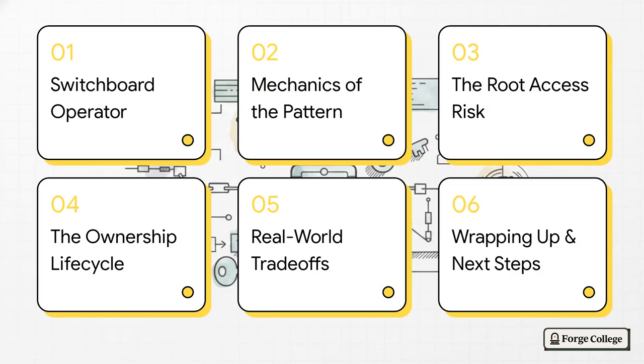Here's our quick roadmap for today's explainer. First, we'll meet the switchboard operator. Second, the mechanics of the pattern. Third, the root access risk. Fourth, the ownership lifecycle. Fifth, real-world trade-offs. And finally, number 6, wrapping up and next steps.